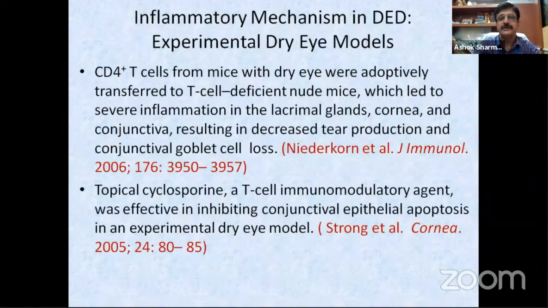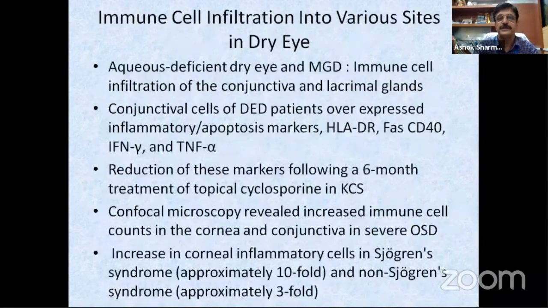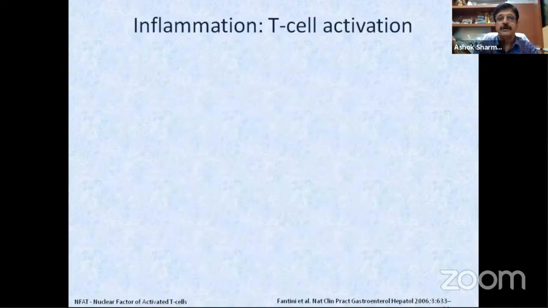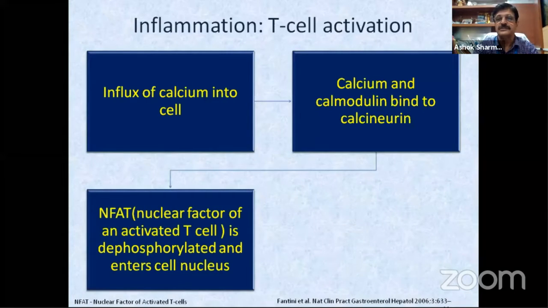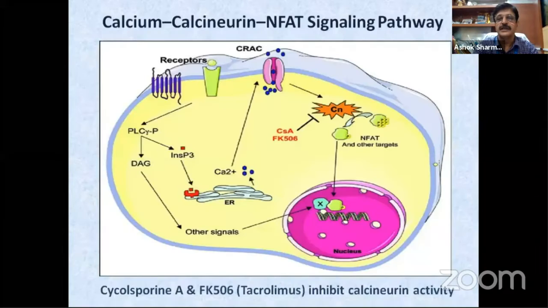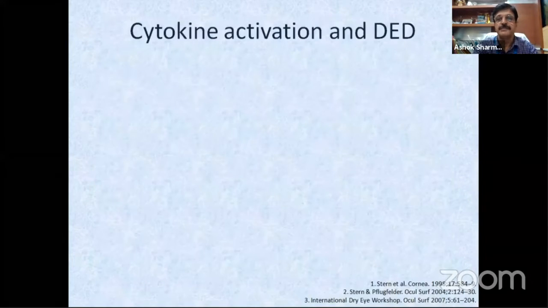There is ample evidence in clinical and experimental studies that ocular surface inflammation plays a dominant role in the etiopathogenesis of dry eye. And immune cell infiltration has been shown in the various sites on the ocular surface in these patients. Of various ocular surface inflammation markers, the T cell activation is a major one. And the T cell activation causes the calcium and calcium binding to the calcineurin. And this calcium-calcineurin-NFAT signaling pathway is responsible for inflammation. Cyclosporin and FK506 inhibit this one.